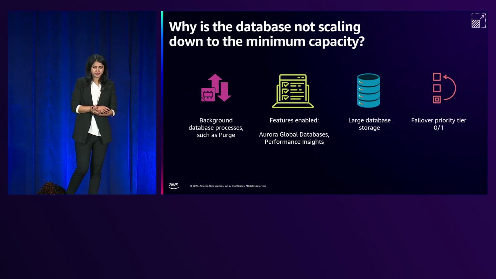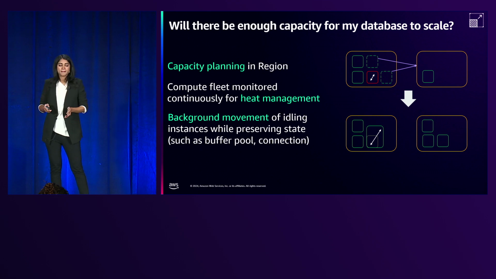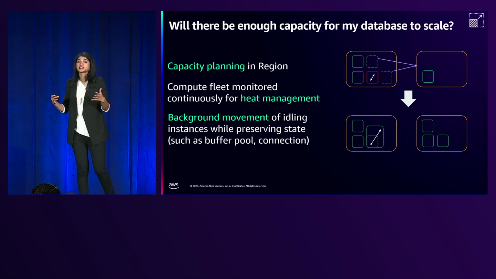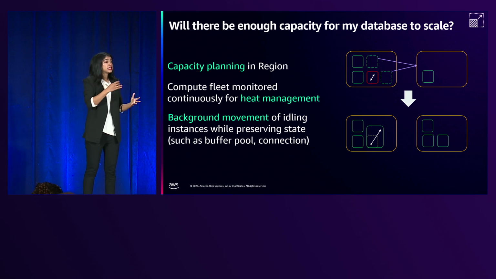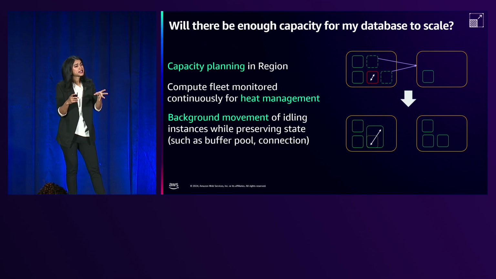Now, we talked about scaling, how it works and when it scales, but will there be enough capacity for your instance to actually do this scaling operation? There are two things to think about. One is, of course, capacity available in the region. Based on our experience of running RDS and Aurora, we do capacity planning for each of our regions. So that's for the broader capacity available in the region. Now, what about the capacity on the host? What if you're scaling up and the host itself runs out of capacity? What do we do in those scenarios?